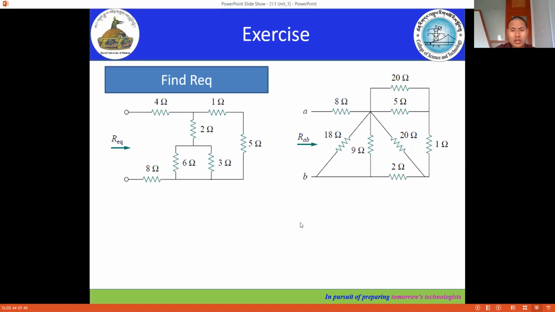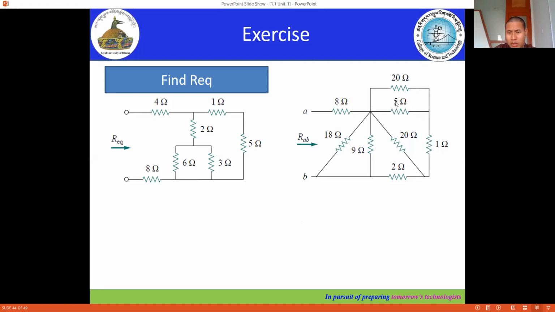Now, in this session, we're going to continue solving the equivalent resistor for this network, the second network. In the previous session, we have solved this one. Now we're going to solve this. Here, we have many branches connected in this network, and our aim is to find the R equivalent, RAB, looking from A and B here.